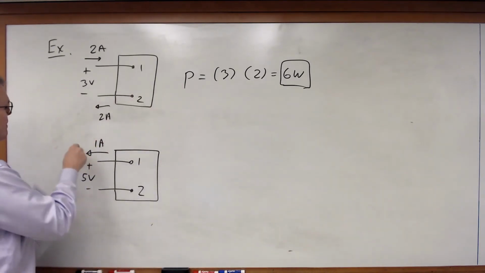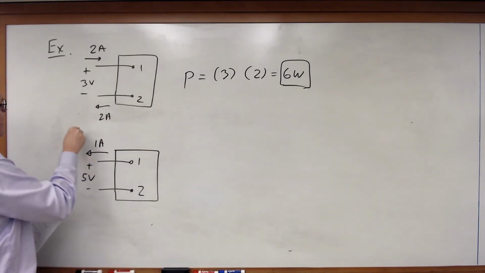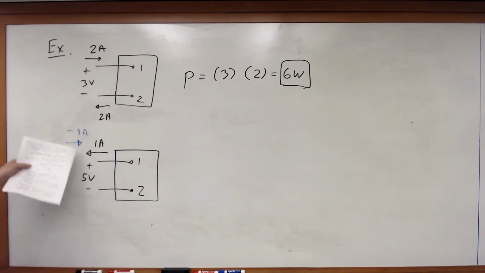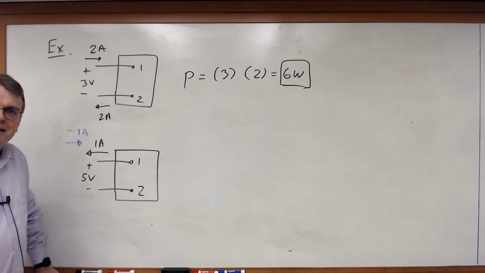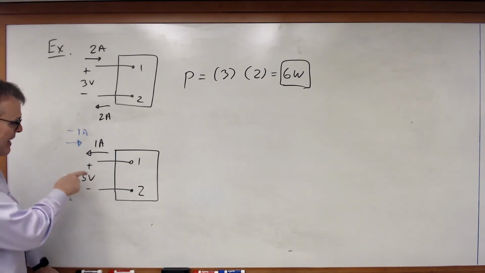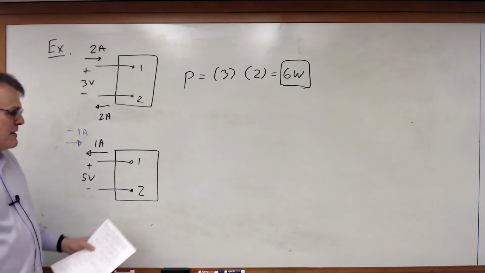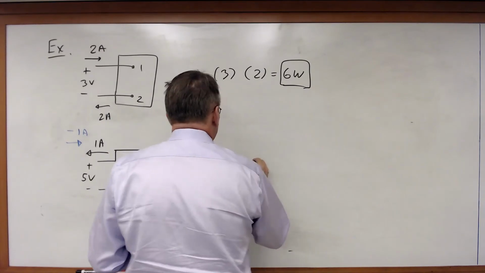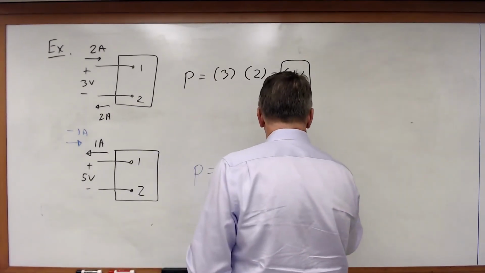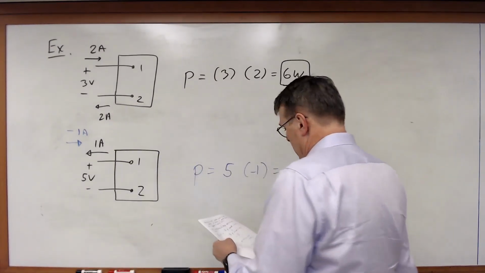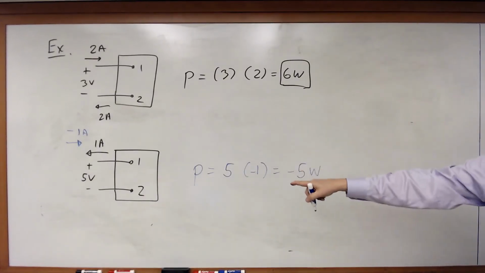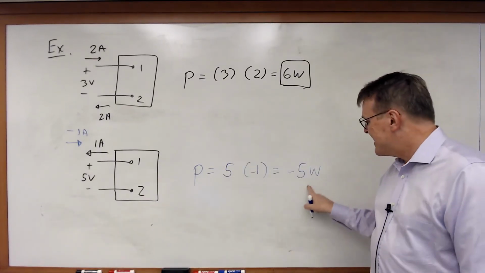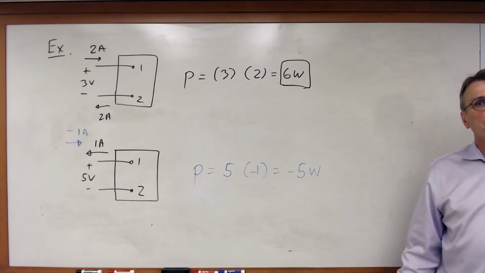By, for example, flipping the direction of the current and changing the sign on the quantity. If we do that, we are now following the passive sign convention. P is equal to 5 times negative 1, which is equal to minus 5 watts. This element is generating power. It's got negative power.